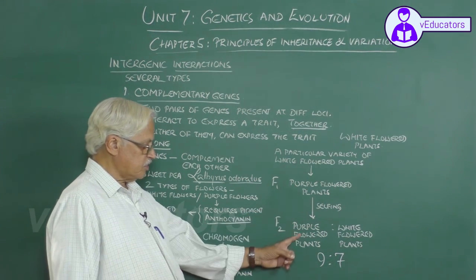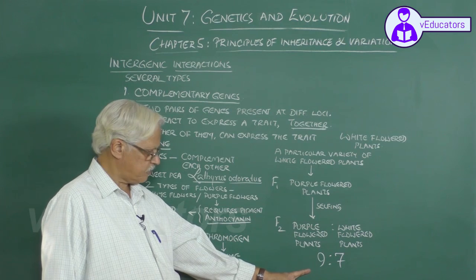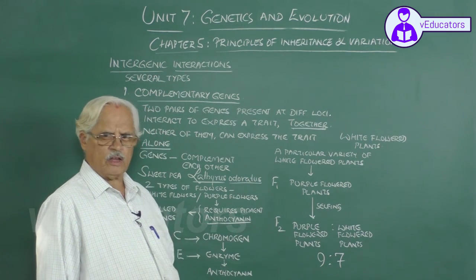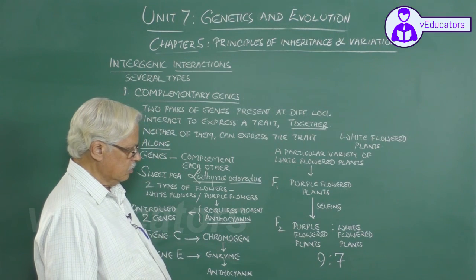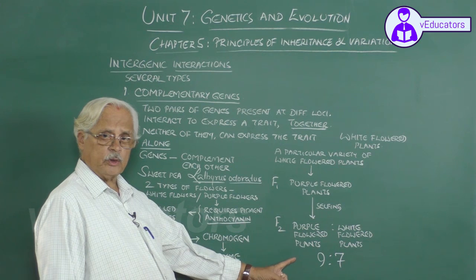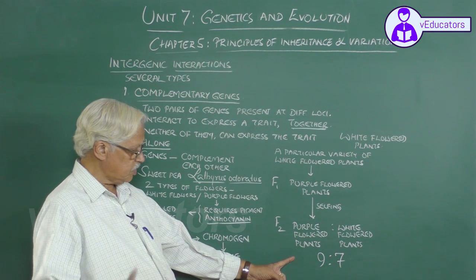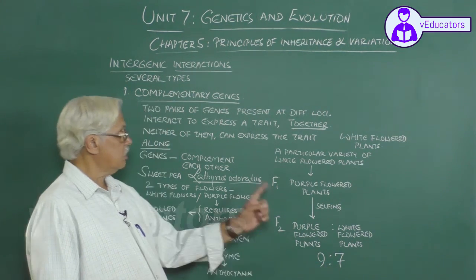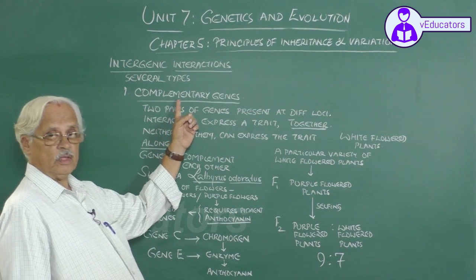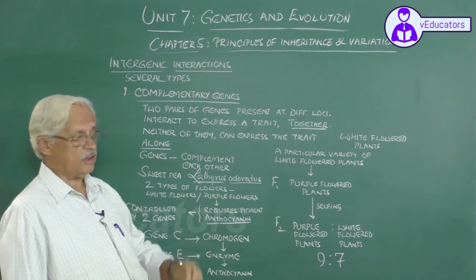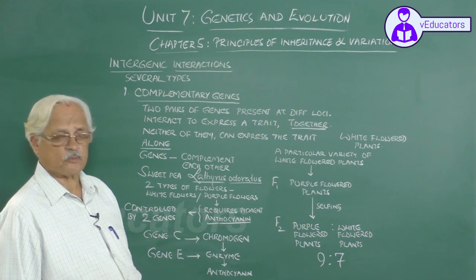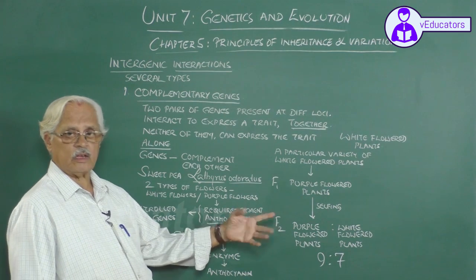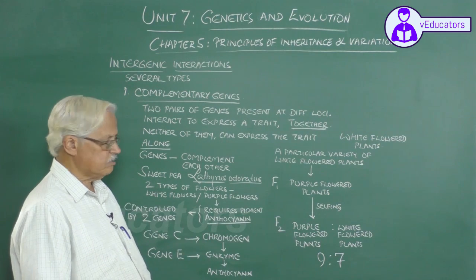Remember, 4×4, 16 combinations are possible here, and in a typical dihybrid cross the phenotypic ratio is 9:3:3:1, but here the ratio will be 9:7. That is because of the complementary interaction between genes. How it happens, let us see with the help of a checkerboard.